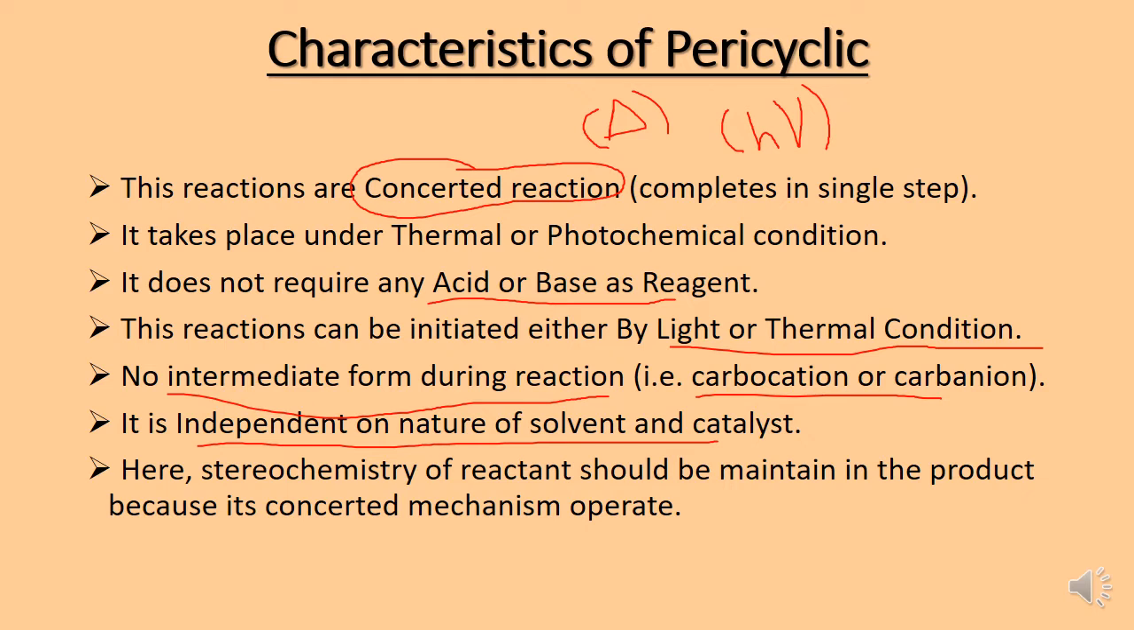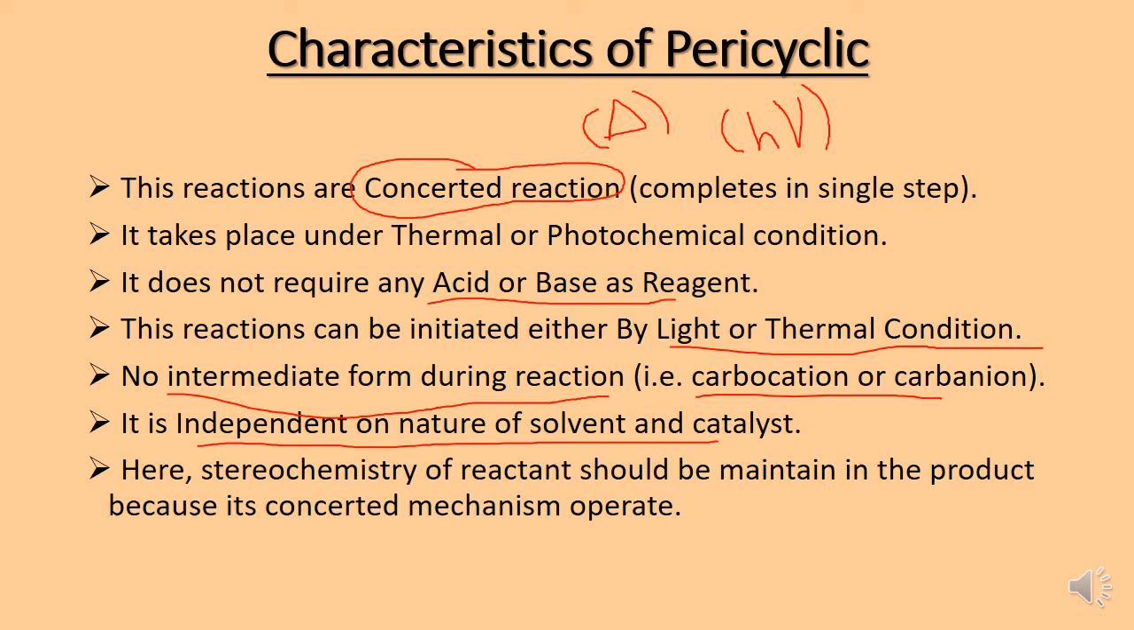As you can see, many chemical reactions are initiated by reactant and solvent with the help of a catalyst, and we require a proper temperature to initiate the reaction and convert it into the product. But here it is a special type of reaction, pericyclic reactions. No intermediate is formed during the reaction, and no solvent and no catalyst is required. It is only generated by light or thermal conditions.